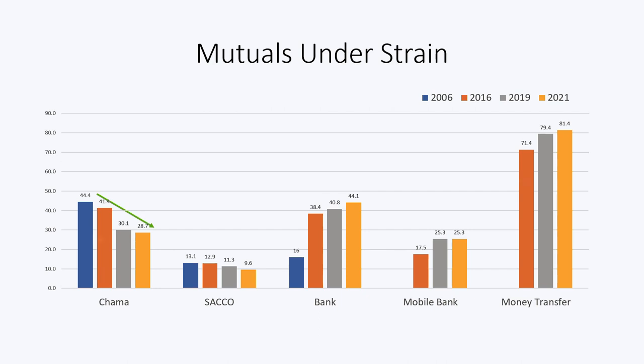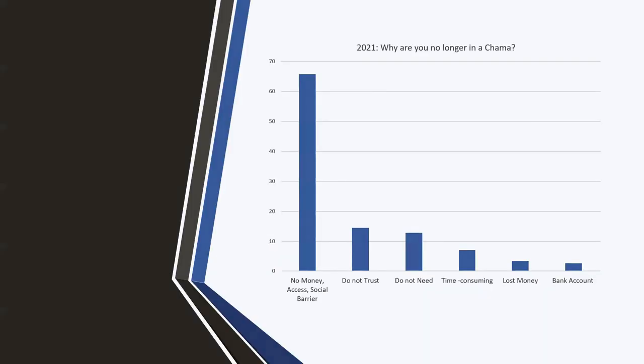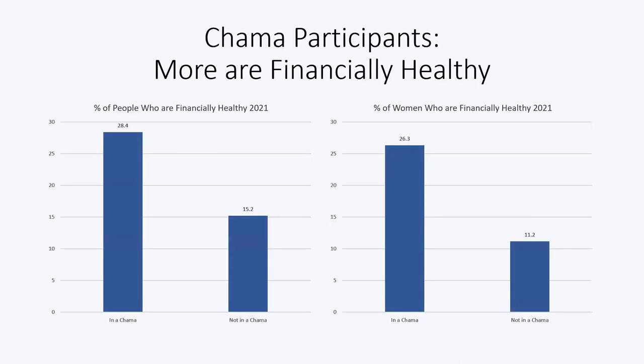And you can see, of course, on the right hand of the screen, the rise of digital banking. We're concerned about that because we don't necessarily think that this is what people want. When you ask, why are you no longer in a chama? The vast majority of people said, I don't have any money. Or some of them said, I don't have access. I don't know where there is one near me. So I think there is a lot of desire to be back in chamas and to get this sector going again.